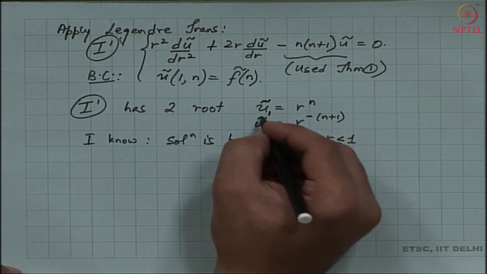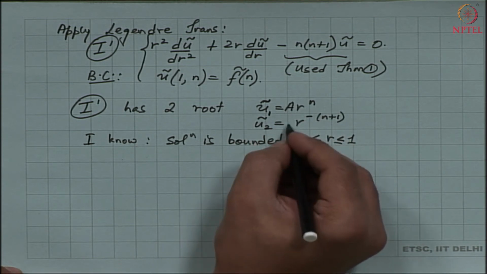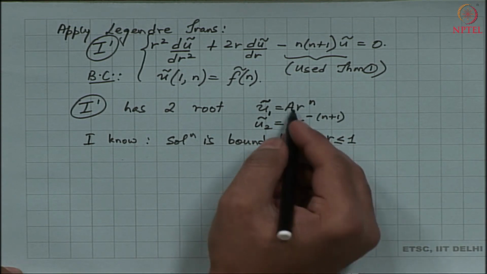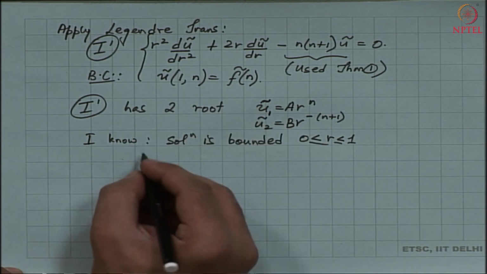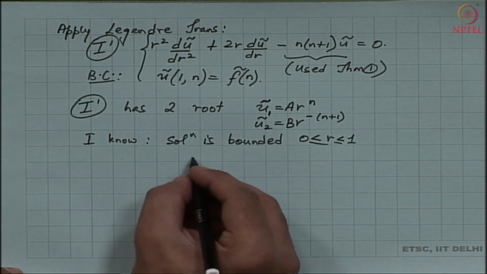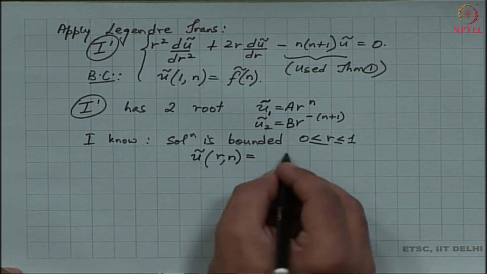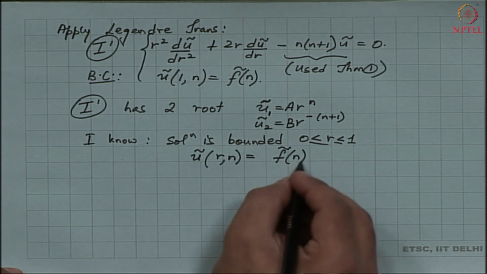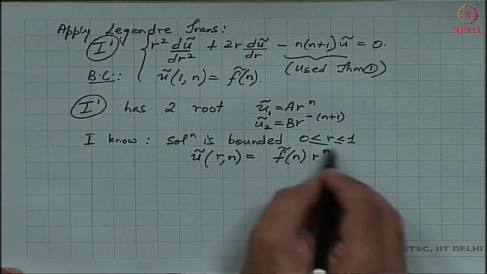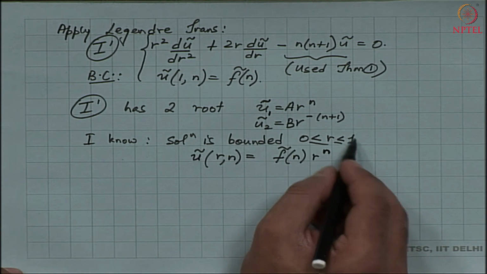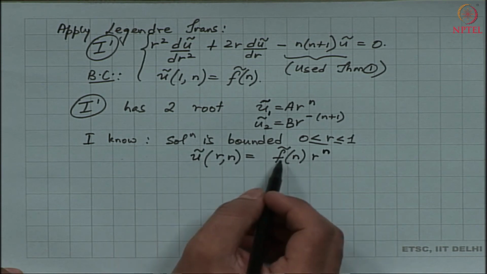So, let me say that the most general form of the solution is a times the first solution plus b times the second, where a and b are constants to be determined by the boundary condition. Using the boundedness of the solution, I get that ũ(r, n) is nothing but f̃(n) times r to the power n. This solution is bounded in this domain, and it also satisfies my boundary condition: at r equal to 1, ũ is f̃(n).